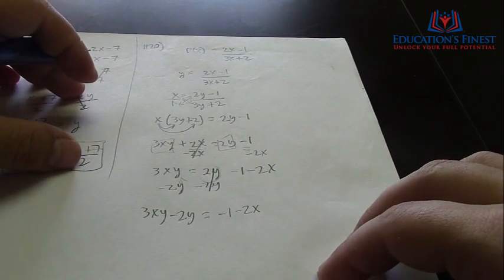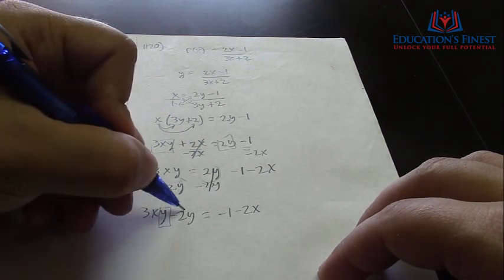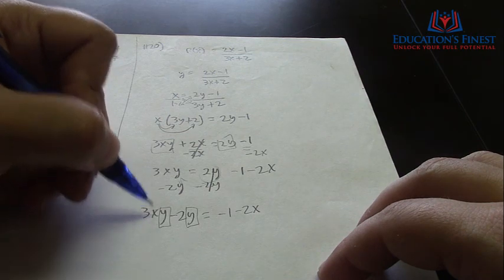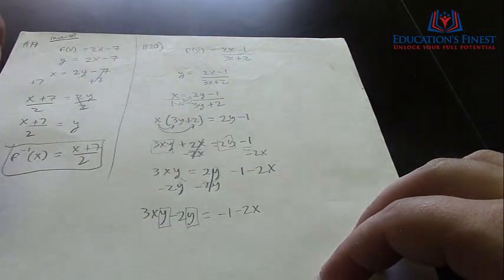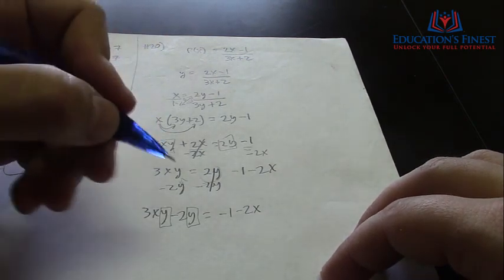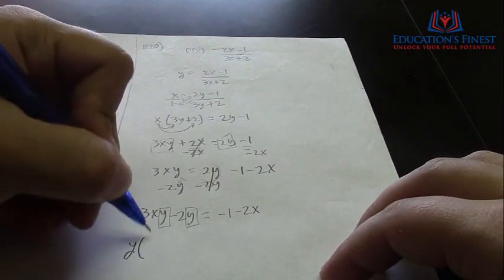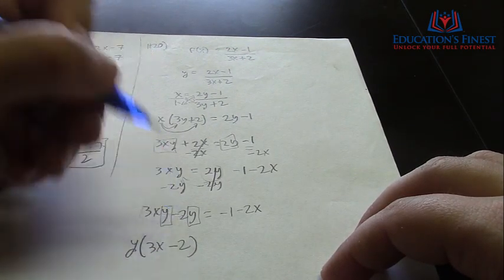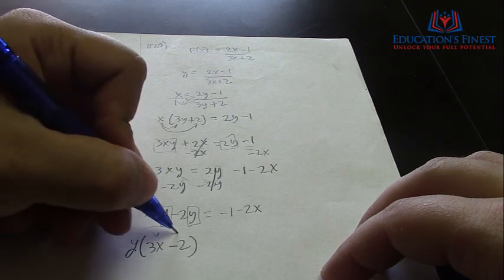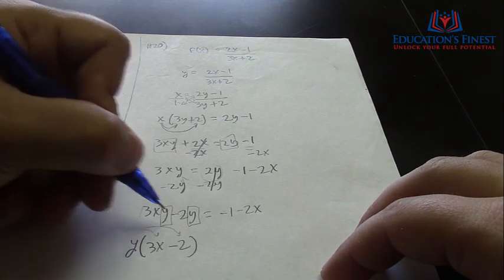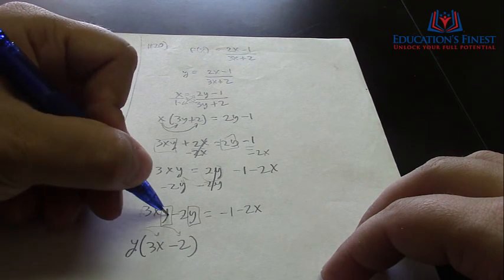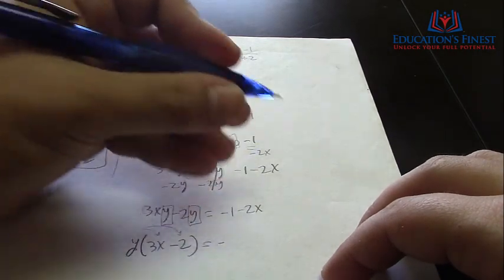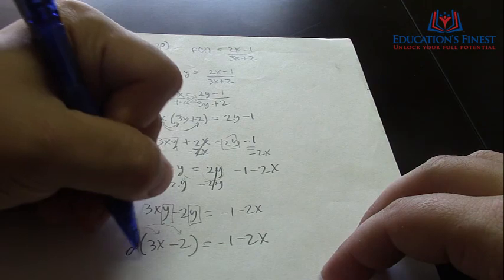Now you see we have a y here and a y here. You can't just subtract these because there's an x here, which messes that up. So you've got to extract that y. You pull it out, and what you're left with is just a 3x here minus the 2 here. If you're not sure you did it right, you can multiply it back in and you should get this. y times 3x is 3xy, minus 2 times y is negative 2y, equals negative 1 minus 2x.